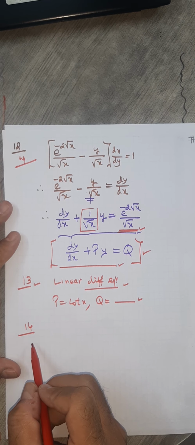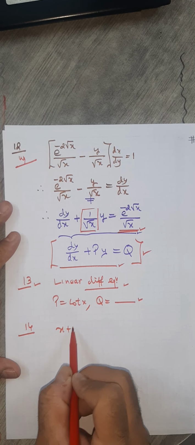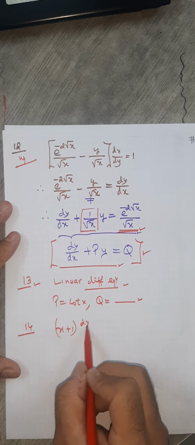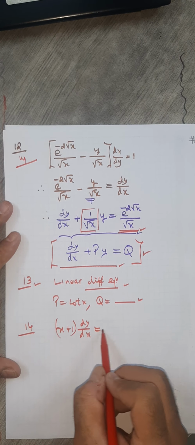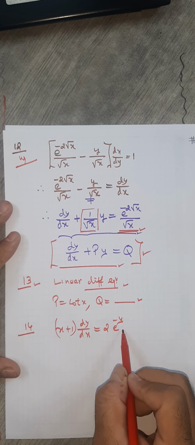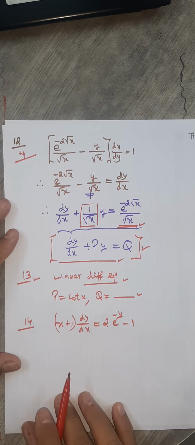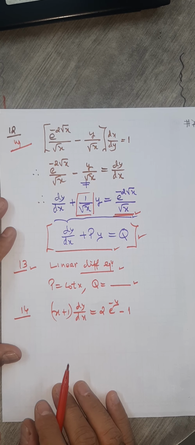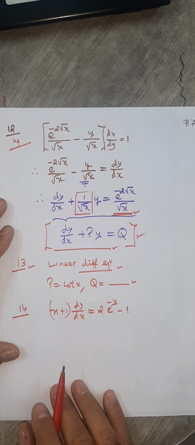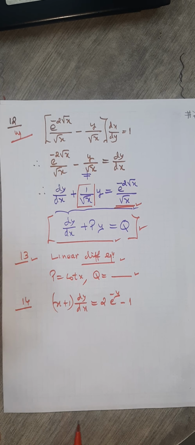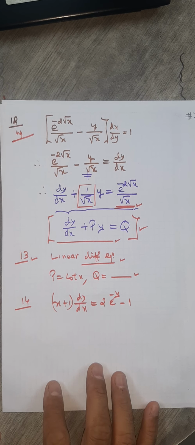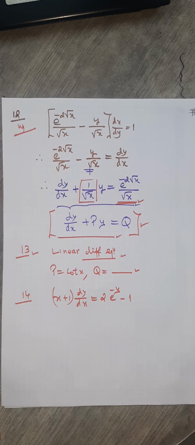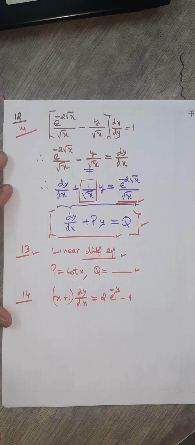You want the particular solution for this differential equation: (x plus 1) into dy by dx equals 2 times e raised to minus y, minus 1. How will you do this? This is a question. Is this homogeneous? Is this a linear differential equation? Can we solve by variable separable form? You are just given solve this differential equation. So you must choose the proper method, remember. Sometimes one question can be solved by two different methods also. You see by which method it can be solved very easily. That's what you have to do.